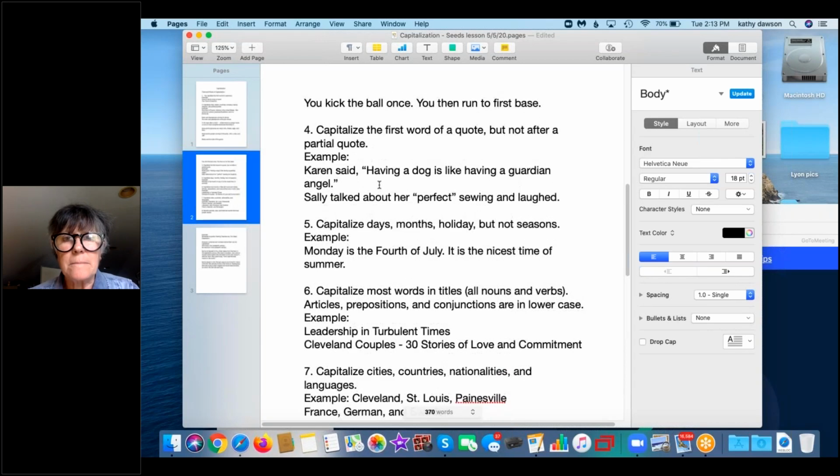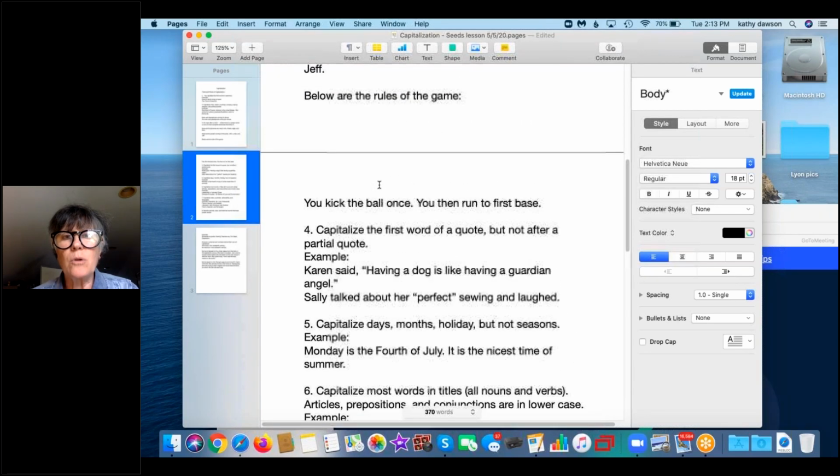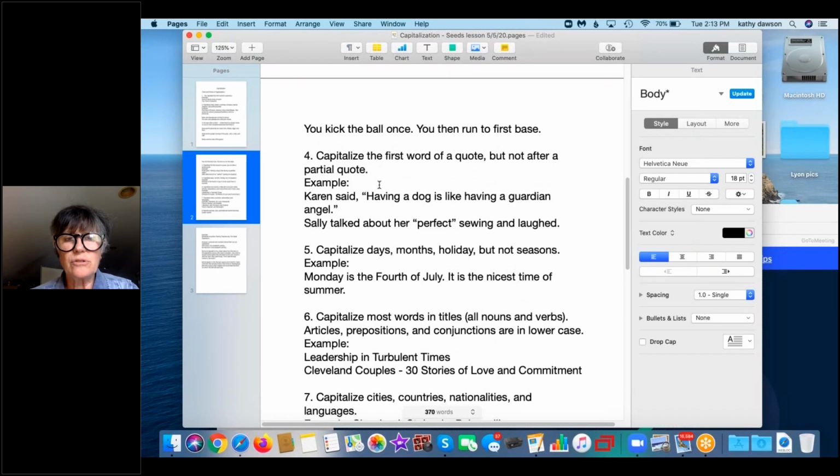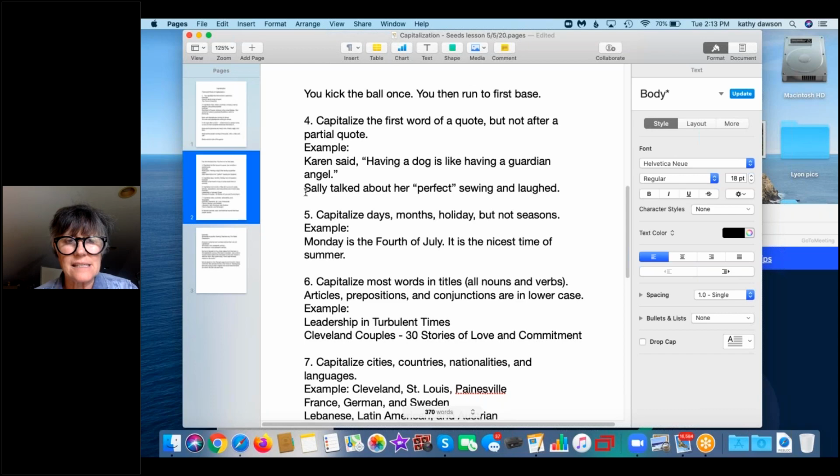Now, you may have a quote that's kind of an internal quote or a partial quote that's inside a sentence, like this sentence: Sally talked about her "perfect" sewing and laughed. So sometimes people are being sarcastic and they put things in quotes in a sentence. That would be a partial quote, and the word perfect would be quoted.